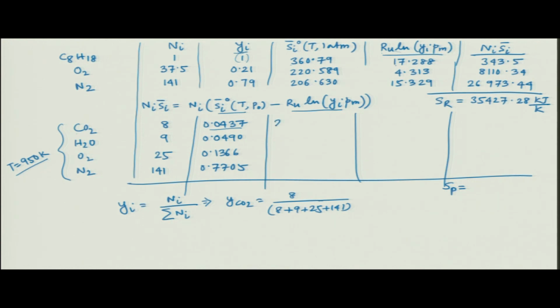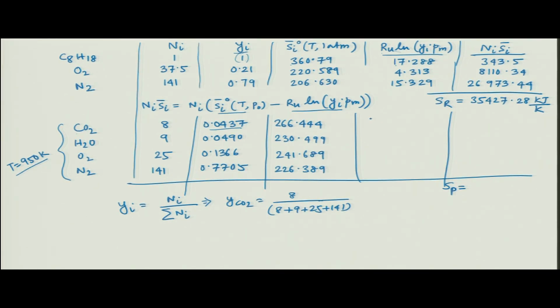So, that is 266.444 kilojoule per kilomole Kelvin. H2O it is 230.499, for oxygen it is 241.689, for nitrogen it is 226.389. So, this is the standard entropy.